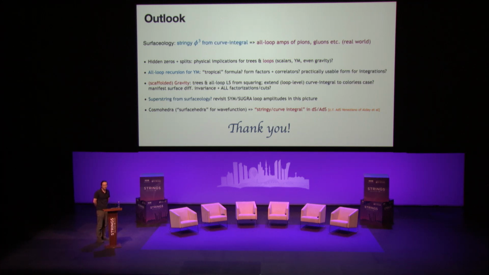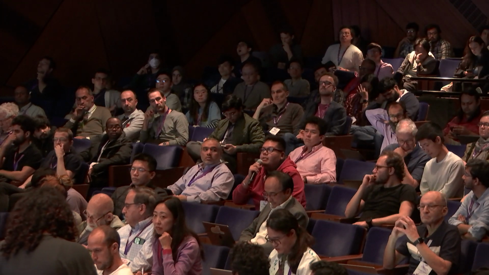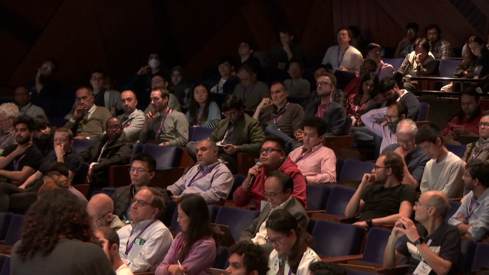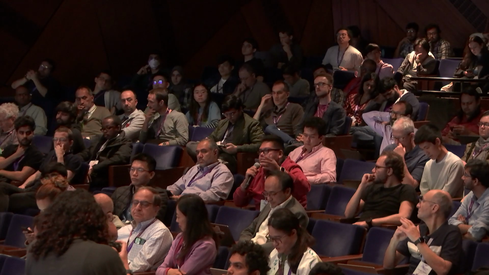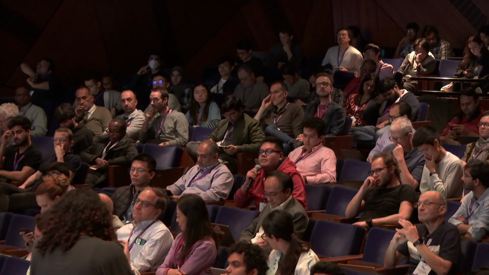Okay, more questions? Julio? I have one question here. If you do the shift in the kinematical data at the level of the canonical form, would the alpha prime corrected canonical form also have an interpretation as a volume in kinematic space?